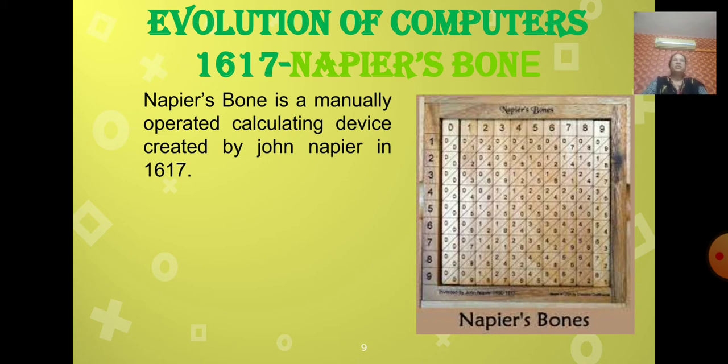Now next, in 1617, Napier's bones. Can you see the Napier's bones? Napier's bones is also a manually operated calculating device created by John Napier in 1617. Can you see here a set of rectangular rods? It is called Napier's bones.